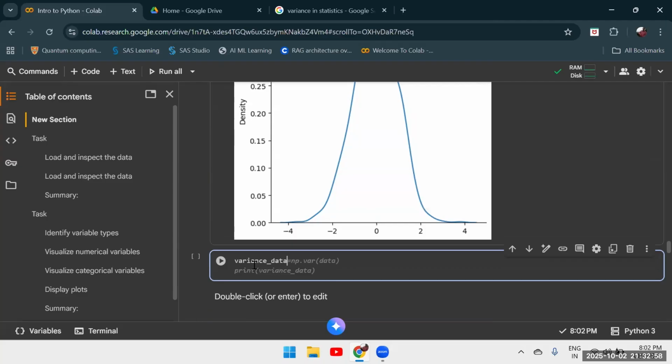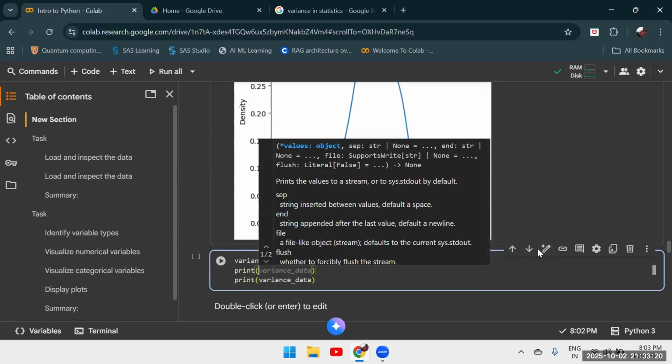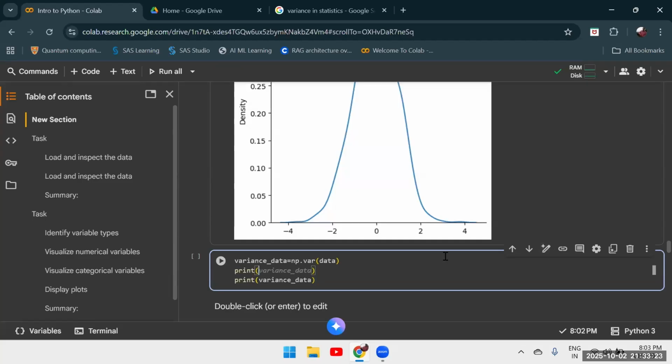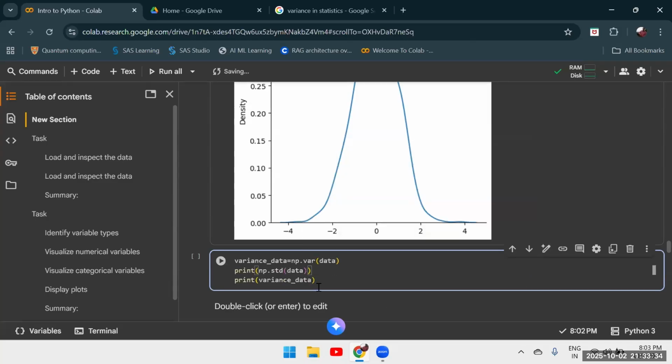Here, in NumPy, there is already a function called variance, like std. So there is something called variance also. I'm going to print both. What we'll also do is np dot standard deviation of data. Let's print both, so I'll display the standard deviation and variance together.